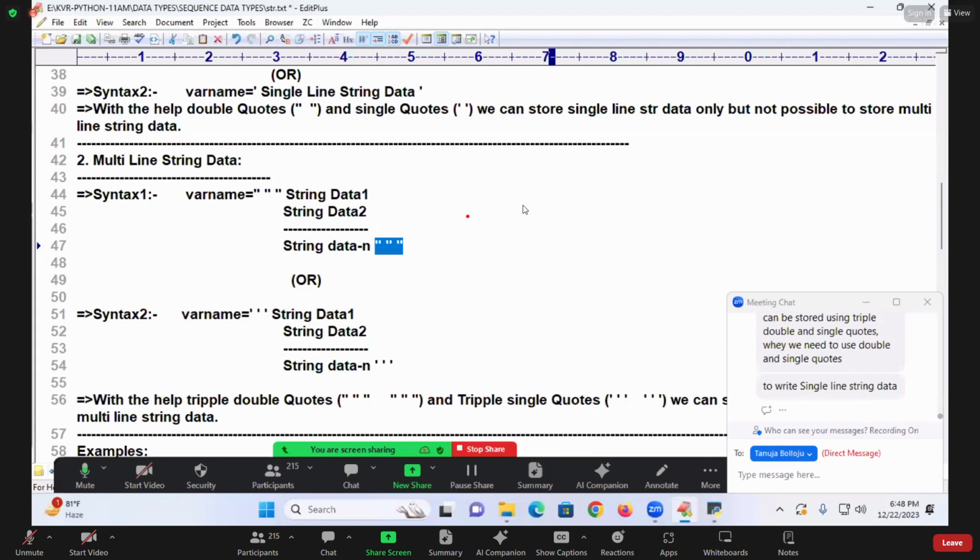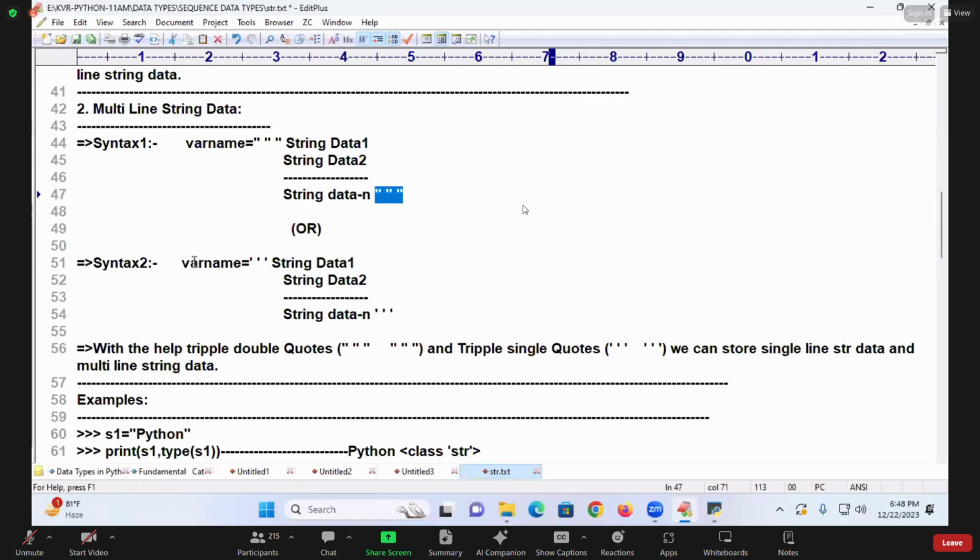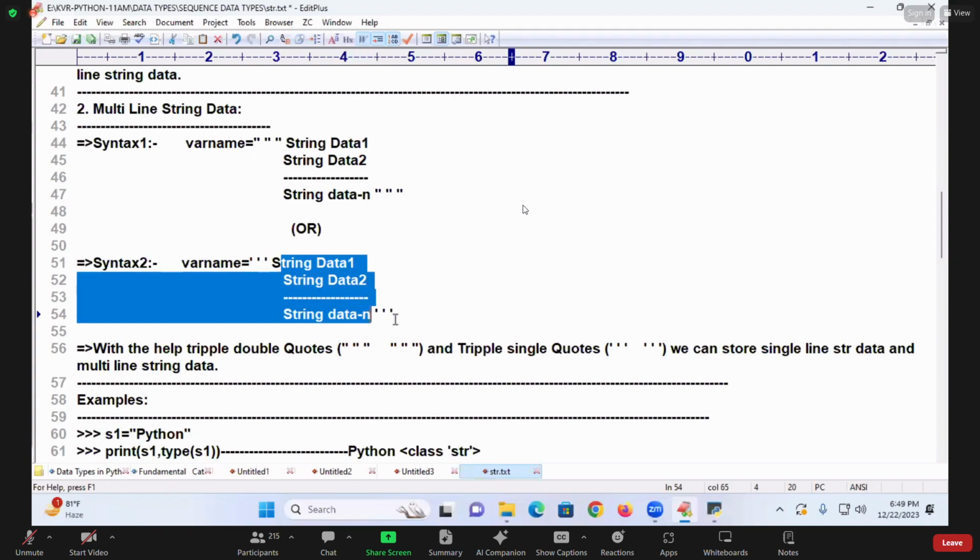First, we are learning in LKG only. Fifth class mathematics, we will learn later. First, we need to get a grip on the subject. Now I will go to the next. What is this now? Syntax number 2: variable name is equal to triple single quote, string data 1, string data 2, string data n, end with the same.